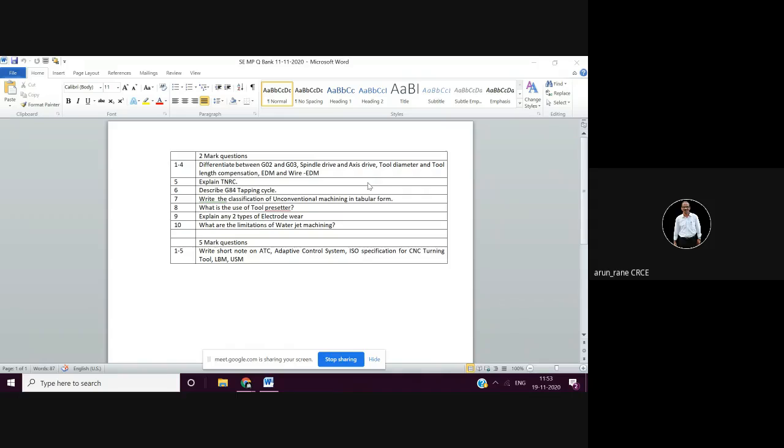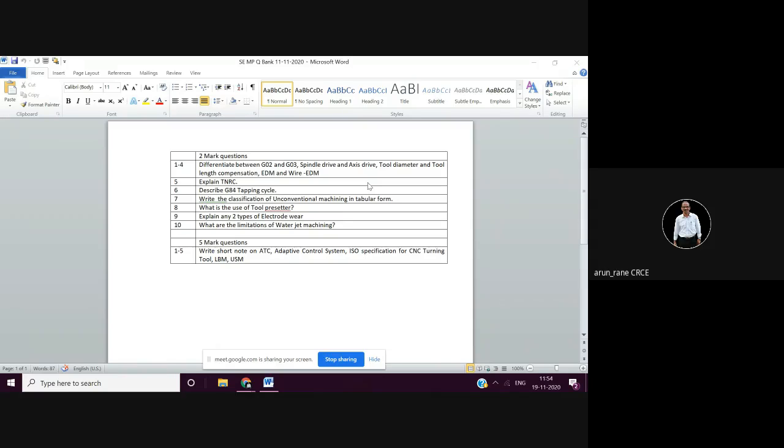Then the second difference in EDM and wire EDM: you can write that in wire EDM a hole has to be drilled so that the wire can enter through the hole. In EDM it is not required. Drilling of the hole is not required.